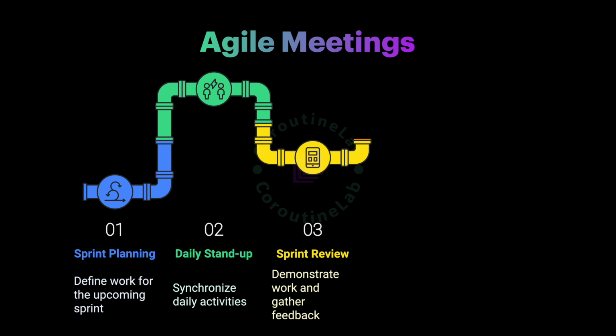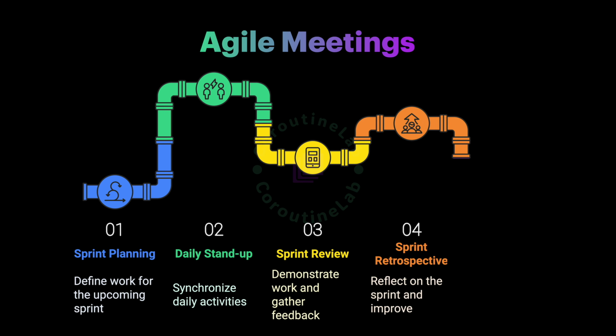This ensures the product stays aligned with stakeholder expectations and requirements. After that, we have the sprint retrospective, where the team discusses what went well and what could have been improved during the sprint. This process helps identify flaws and areas for improvement, ensuring better performance in future sprints.